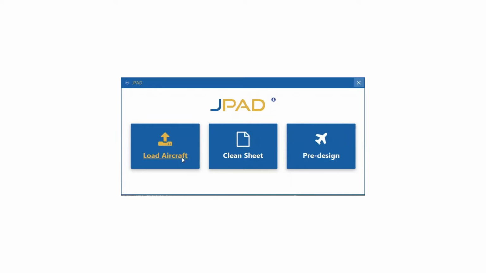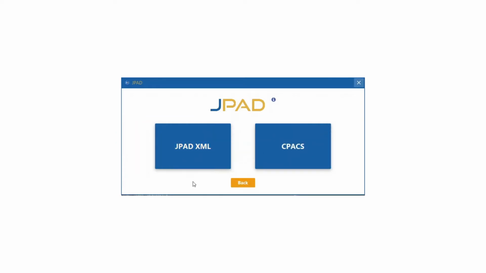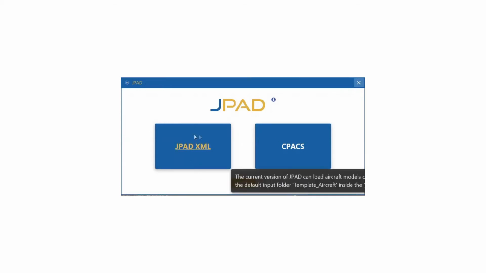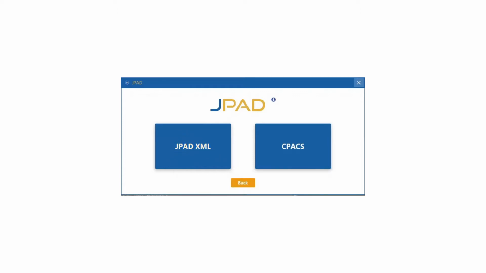First, you must click on the Load Aircraft button. Then JPAD Modeller will ask from which source you want to load your aircraft. There are two options. You can load an aircraft using the native JPAD XML file format. Or, you load an aircraft from a CPAX file format. The CPAX import option, however, is available only in case you have previously exported an aircraft with JPAD Modeller using the CPAX format, and cannot be currently used to load a generic CPAX aircraft. An overview of all possible export options will be the focus of the last video of this tutorial series.